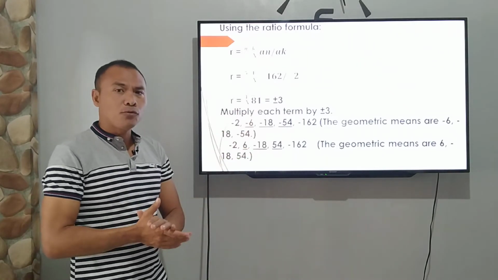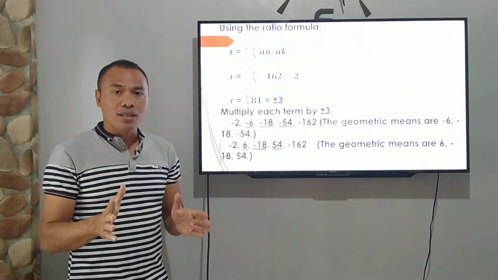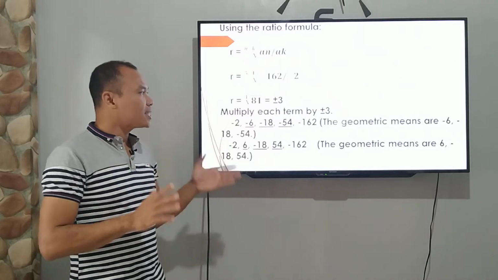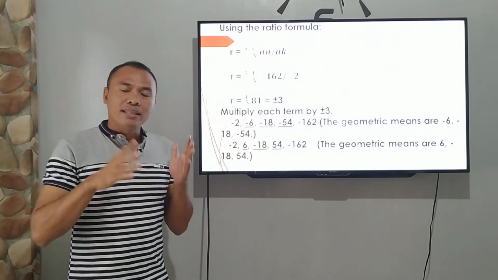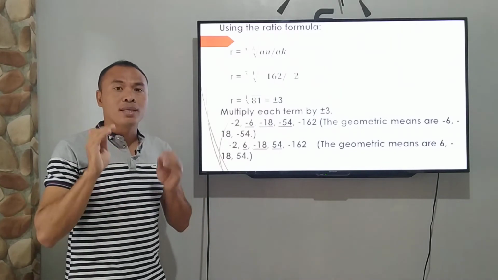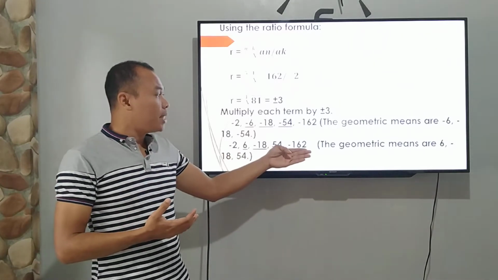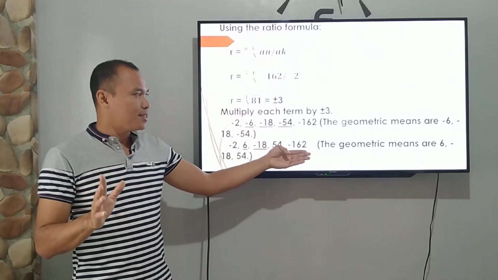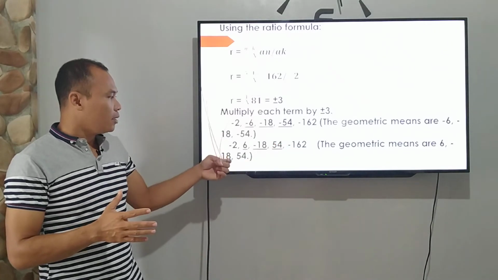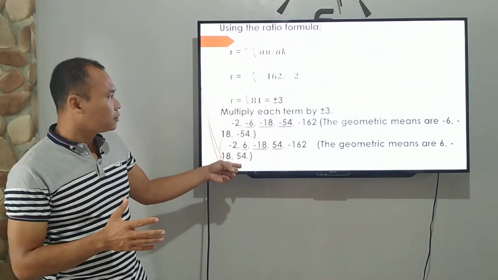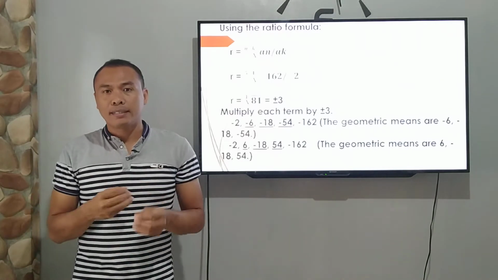And using negative 3, we have negative 2 times negative 3 is positive 6. Positive 6 times negative 3, we have negative 18. And negative 18 times negative 3 will give a product of 54. And as you multiply, you'll be having negative 162. So the geometric means are positive 6, negative 18, and 54. So, ganun lang siya kadali.